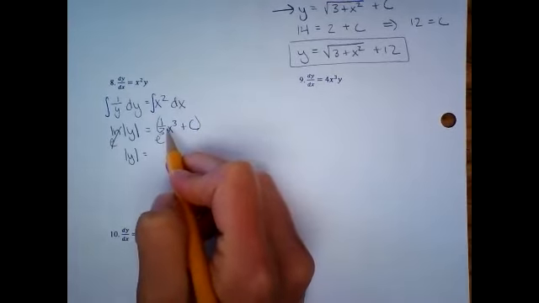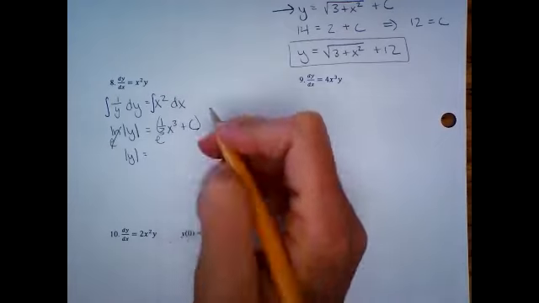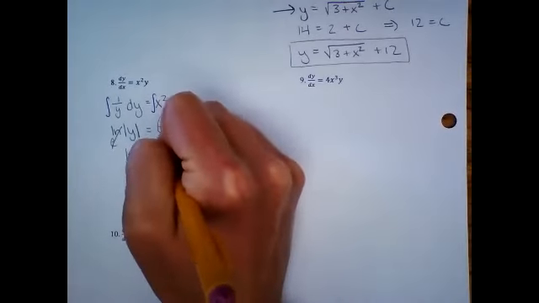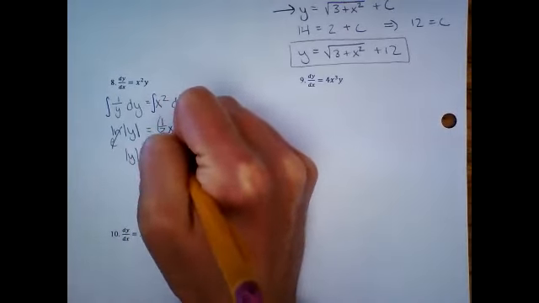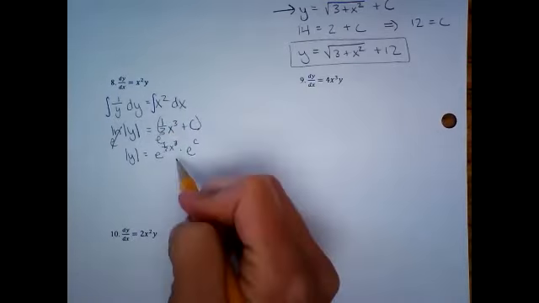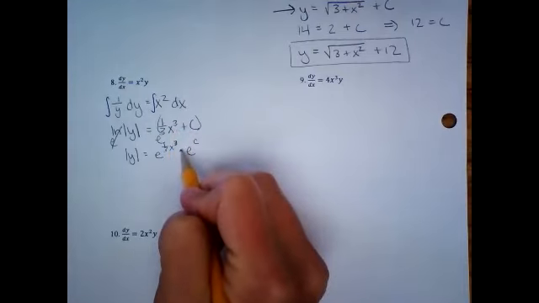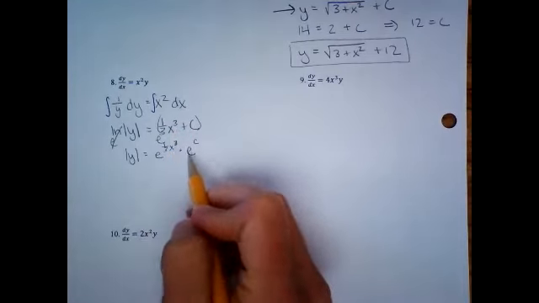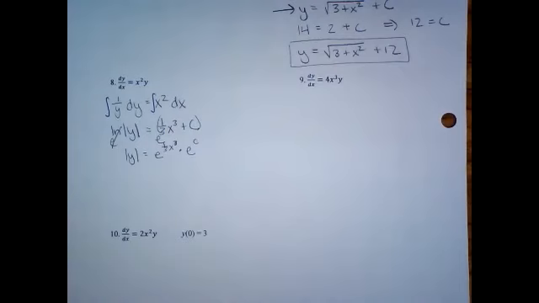Now, when you multiply, that's when you add your exponents. So this is e to the 1/3 x cubed times e to the c. Again, when you multiply, that's when you add your exponents together. So it's e to the 1/3 x cubed times e to the power c.